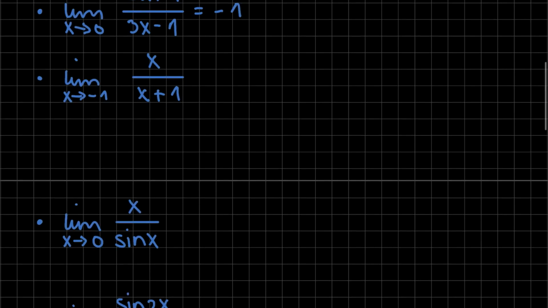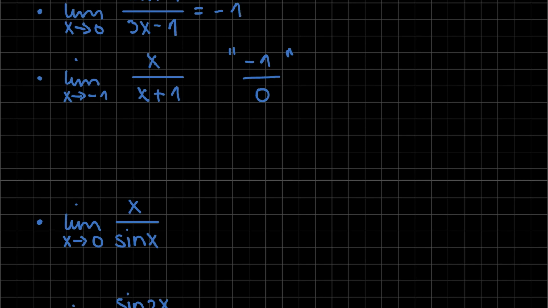Okay, so for this next one, if we were to just do direct substitution, we get minus 1 over 0. And yes, we have a 0 in the denominator, but we have a minus 1 in the numerator, so we can't use L'Hopital's rule. And instead, we just say that this limit doesn't exist, because it approaches infinity from one side and negative infinity from the other side.